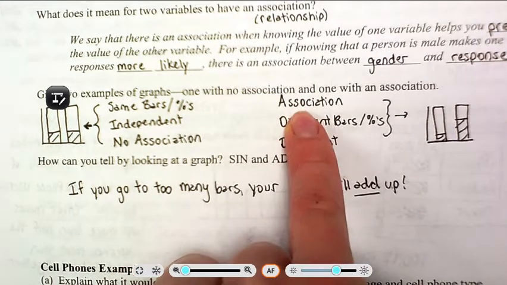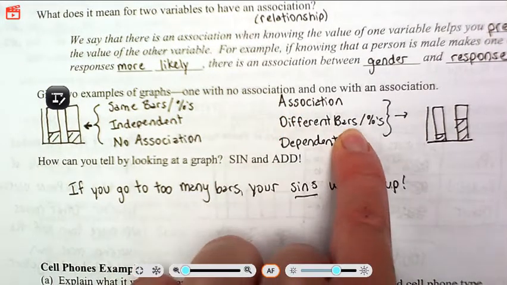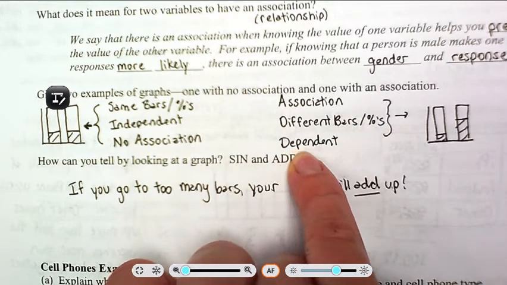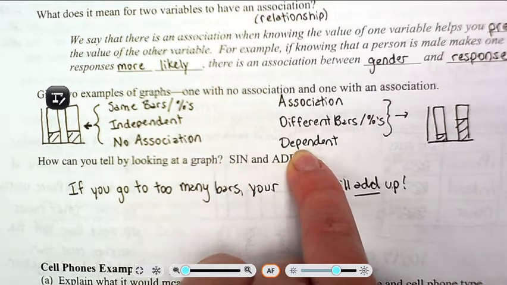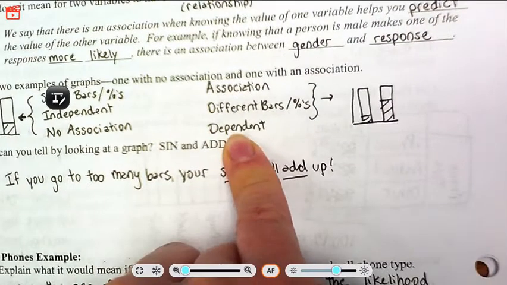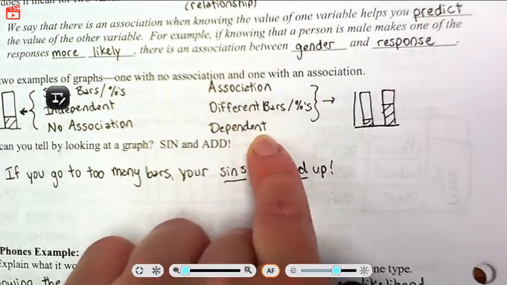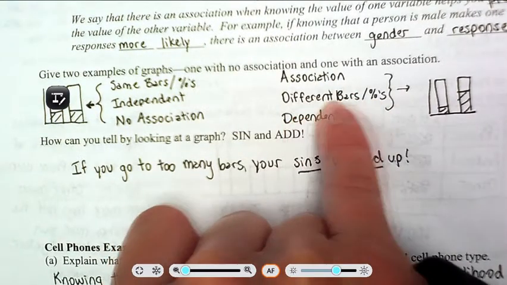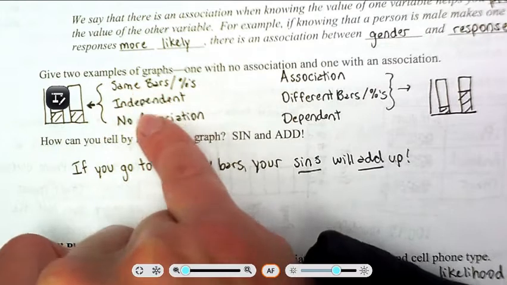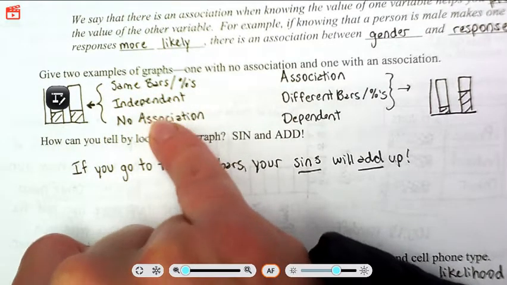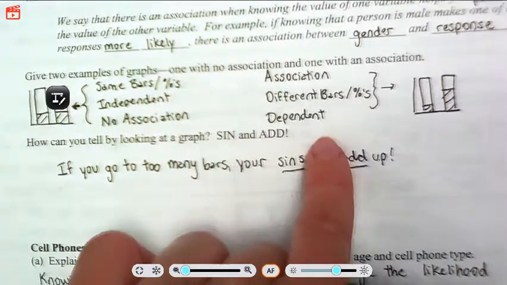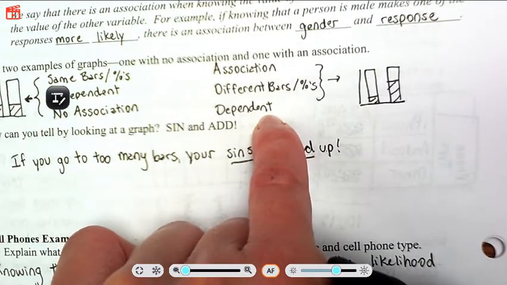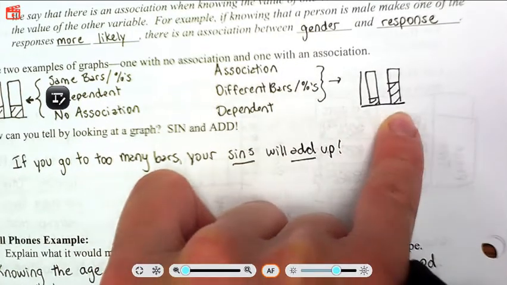Okay? An association instead means you have different bars or percent amounts, and they are then dependent or not independent, either phrase you like. So all these things mean the same thing, okay? That's what the visual will look like, but association and dependent mean the same thing, and no association and independent mean the same thing, okay? So dependent means that there is a relationship between your gender and your likelihood to invest.